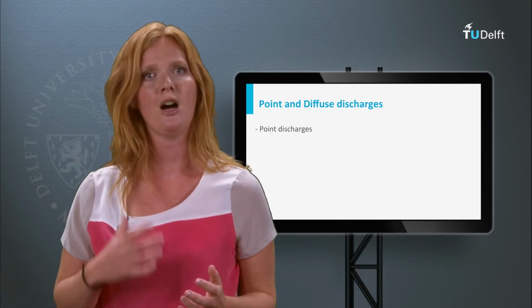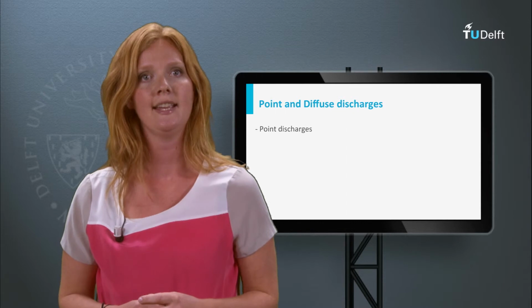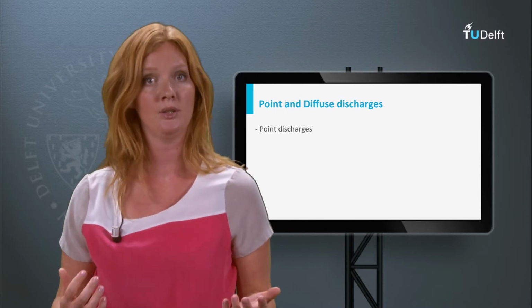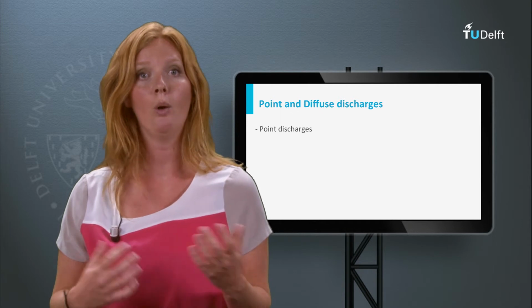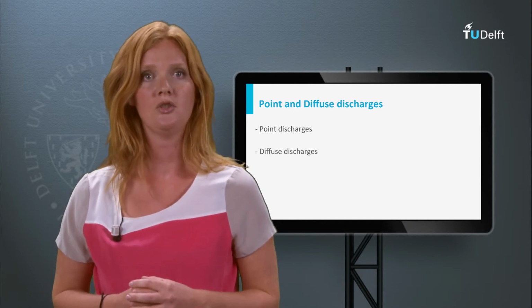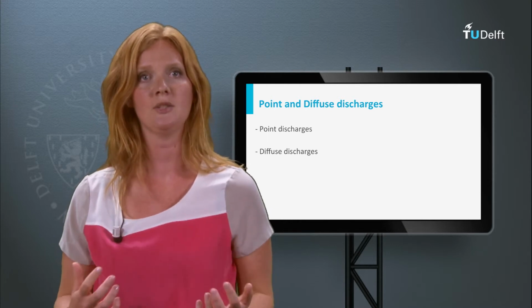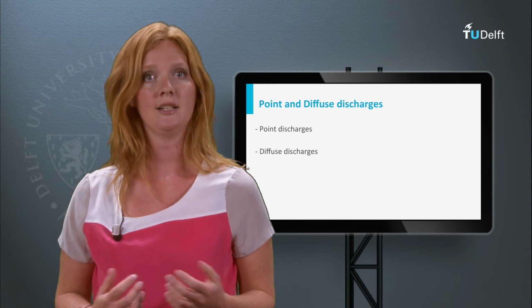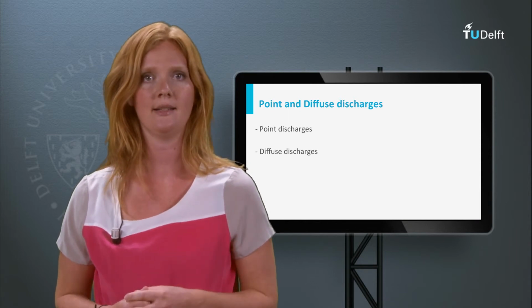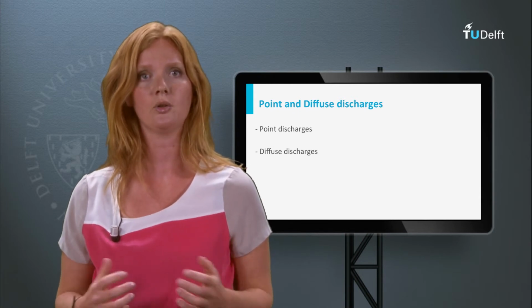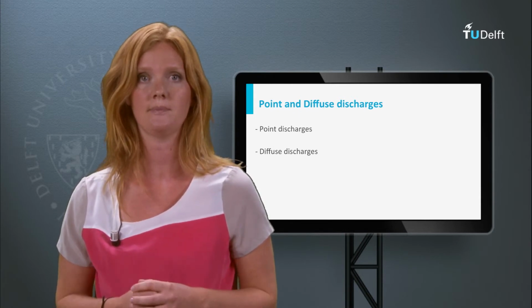Point discharges have a high concentration of pollution issuing from one point. Examples include effluent of wastewater treatment plants, overflows from sewers, and incidents. Diffuse discharges are located throughout the catchment area of a river. Examples are runoff from fertilizers and the use of pesticides. Therefore, diffuse discharges are generally more difficult to cope with than point discharges.